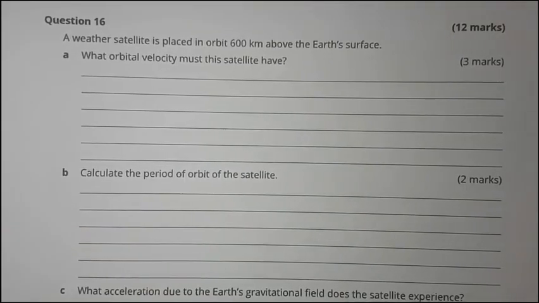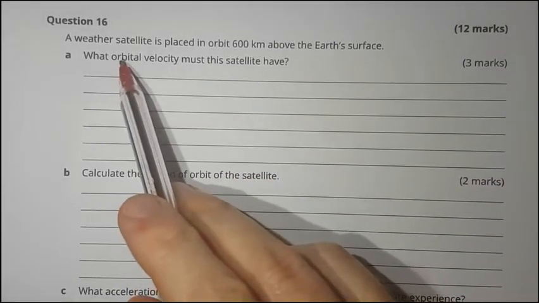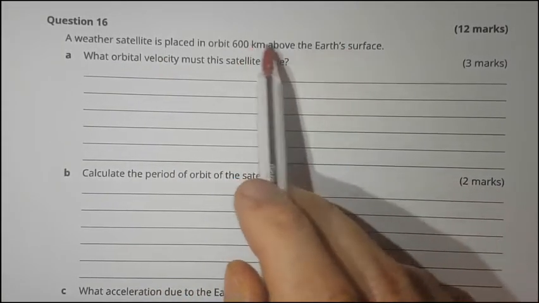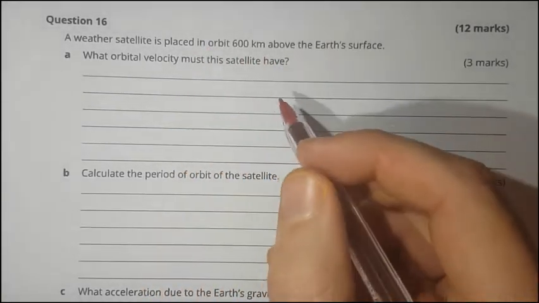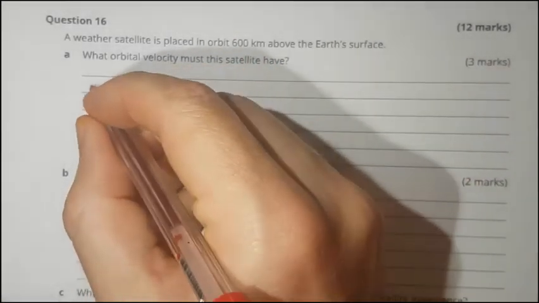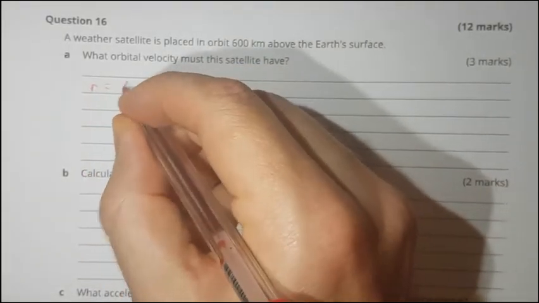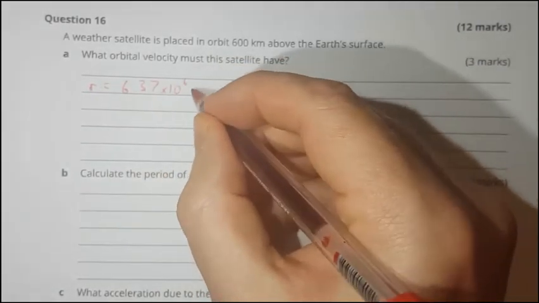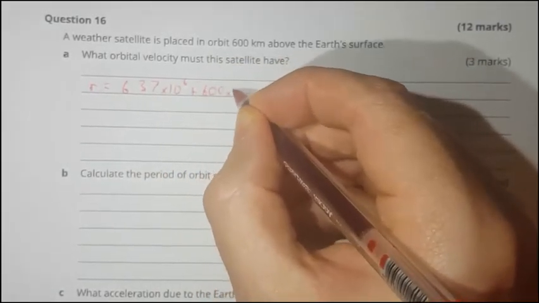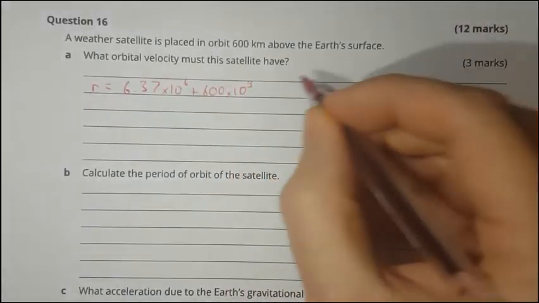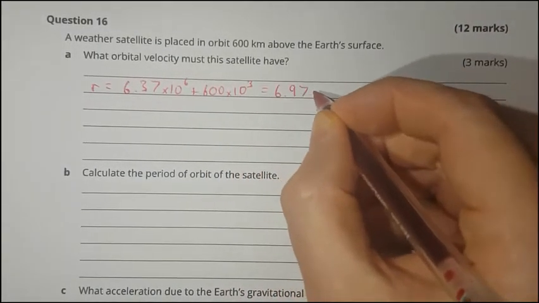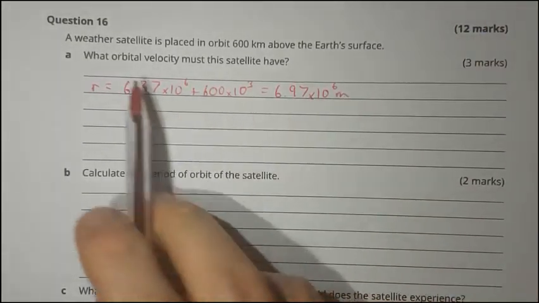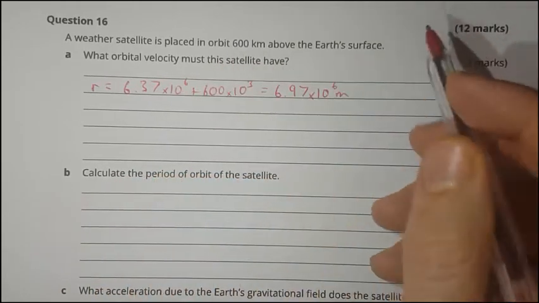Okay, so for question 6, it's your standard satellite question. The satellite is placed in orbit 600 kilometers above the Earth's surface, so immediately you need to realize that its radius, which is relative to the center of the Earth, is actually going to end up being the radius of the Earth plus your 600 kilometers. If you do that, you should end up with 6.97 times 10 to the 6 meters. So it's asking what orbital velocity must this satellite have.